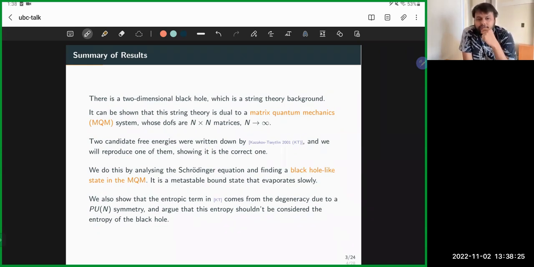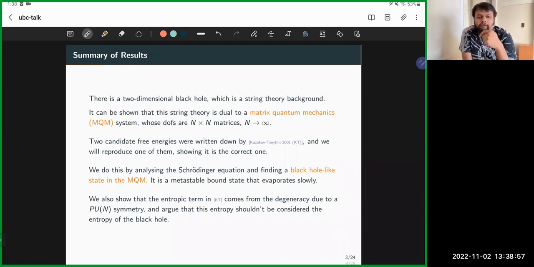Kazakov and Tseytlin in 2001 wrote down two candidate free energies for the system. We will reproduce one of them, showing it to be the correct one. And we will reproduce it using a Hamiltonian calculation by analyzing the Schrodinger equation and finding the state that dominates the partition function. And the state is very interesting. It is a black hole-like state in the MQM. By black hole-like state, I mean it is a metastable bound state that evaporates slowly.